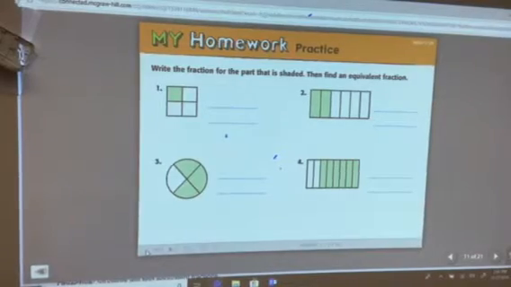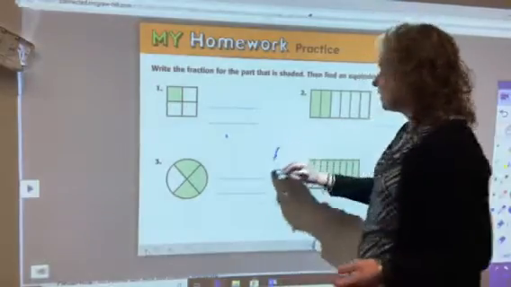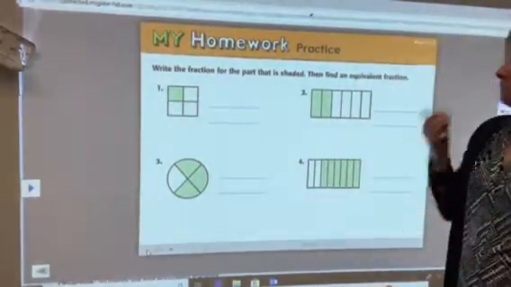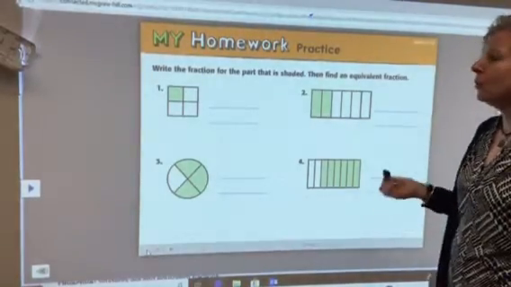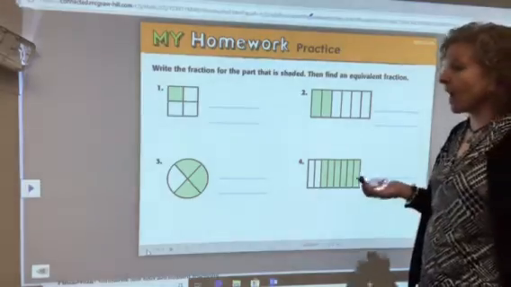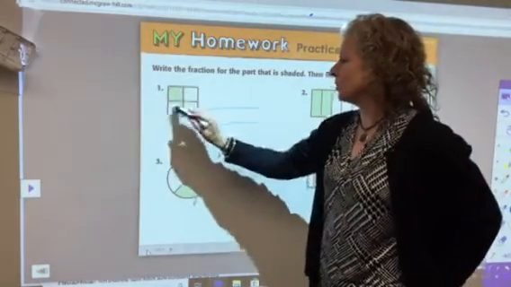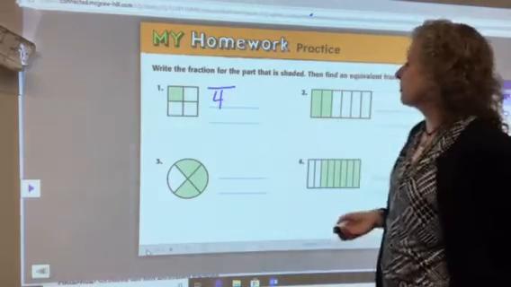This is going to seem almost relaxing compared to what you had to do when you were doing the hands-on part where you were drawing the models. Here, all you have to do is identify the fraction. So you always want to start with a denominator of how many pieces something's broken into. So let's count: 1, 2, 3, 4. So the denominator is 4.